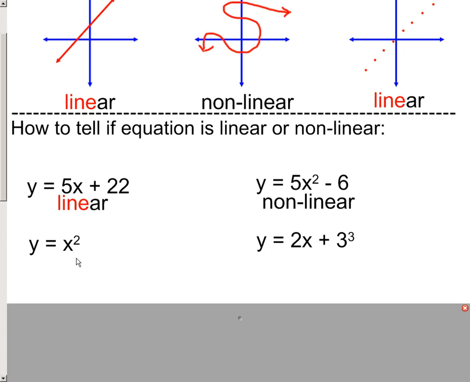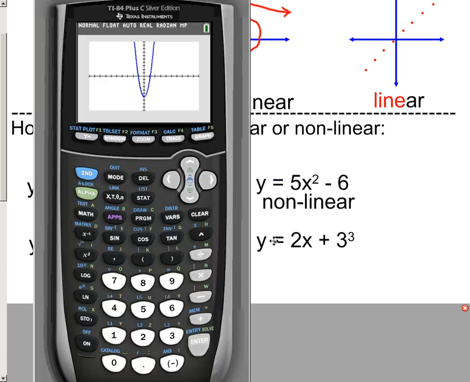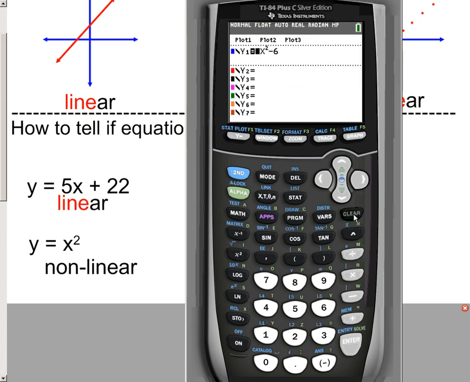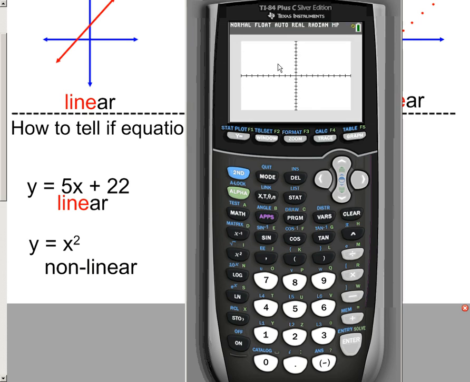Here's y equals x to the second power. Well, the x has an exponent on there, so I'm going to say this is nonlinear. And since I've got my calculator up, let's just go ahead and pop that in and see what it looks like. It would be x to the second power. If I hit graph, you'll see that it's going to start graphing right up like this.